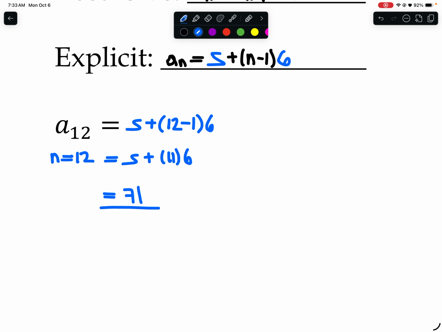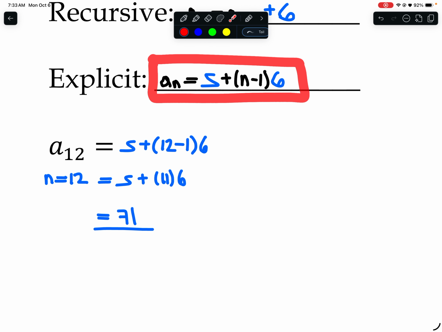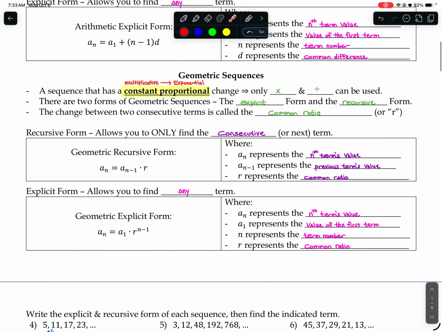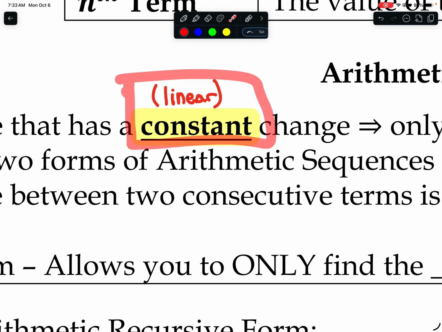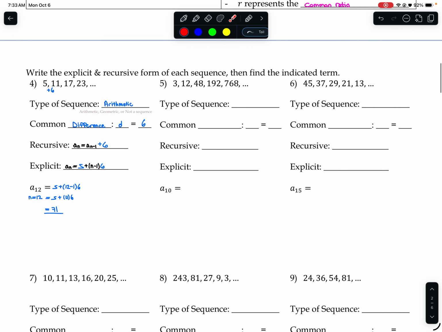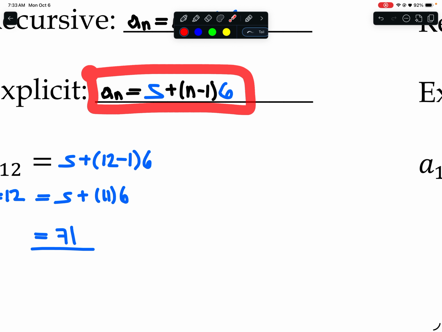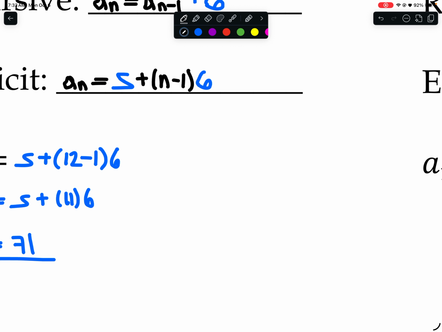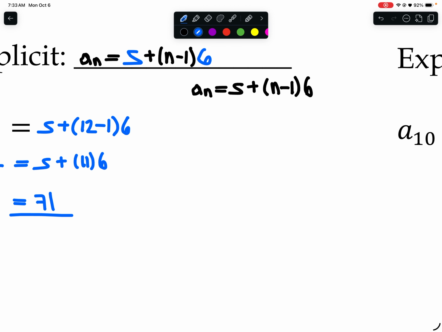Now, another note to add in is, even though you have your explicit form over here for an arithmetic sequence, remember that an arithmetic sequence is a constant change, which means it would be linear. So what could happen is you may be expected to change your explicit form into slope-intercept form. So what I mean by this, I'm going to rewrite my sequence: a sub n equals 5 plus n minus 1 times 6. And I'm going to go ahead and just convert this to slope-intercept form.